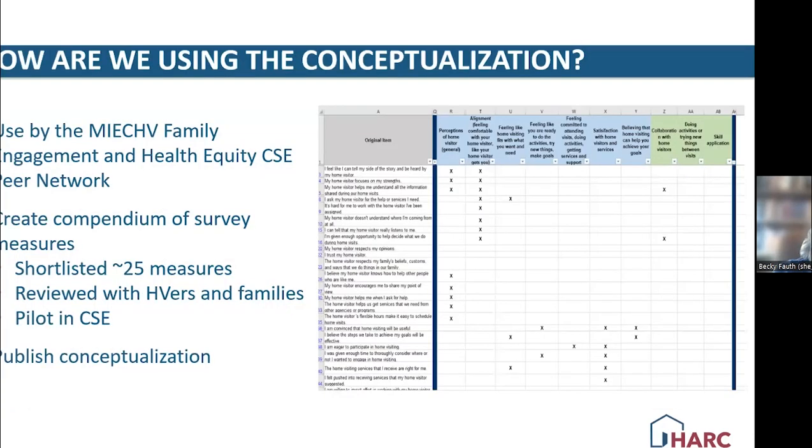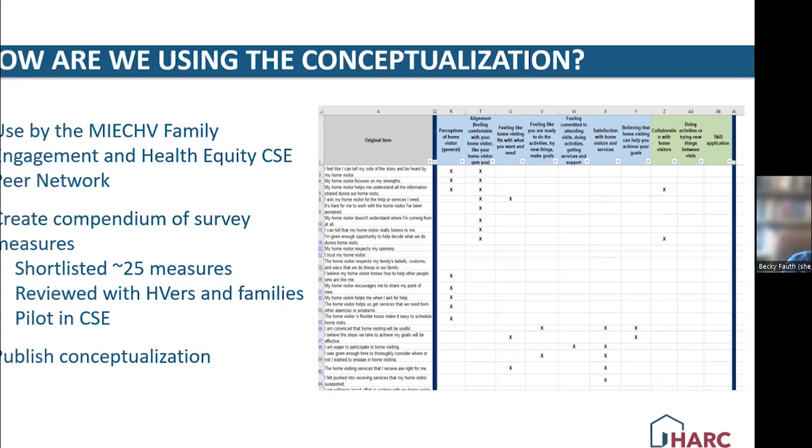But let's end on a positive note. We've made strides in introducing this conceptualization a few years ago and have made, I think, some progress towards this shared language of family engagement. The conceptualization is being used by many members of the MIECHV Family Engagement and Health Equity Coordinated State Evaluation Peer Network to frame their evaluations, including my team in Massachusetts. So hopefully more to come on that as our findings start to emerge.